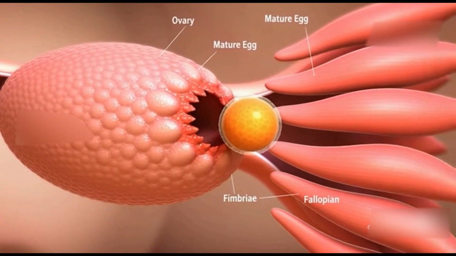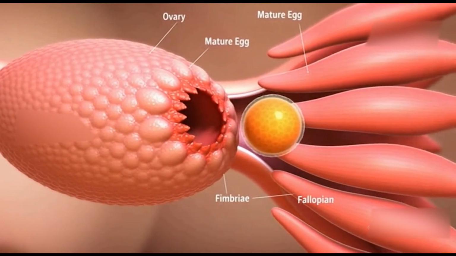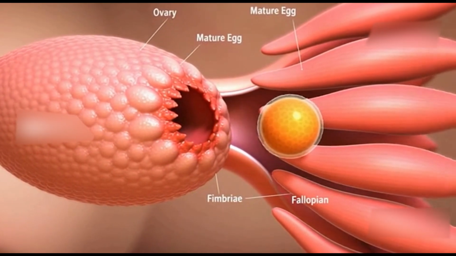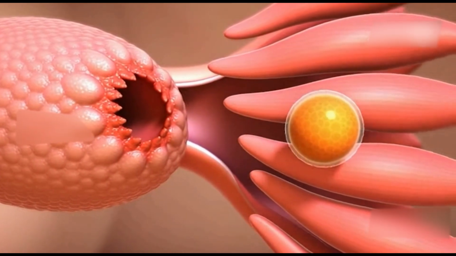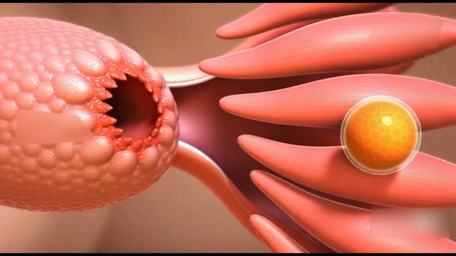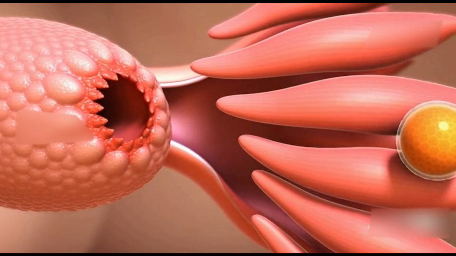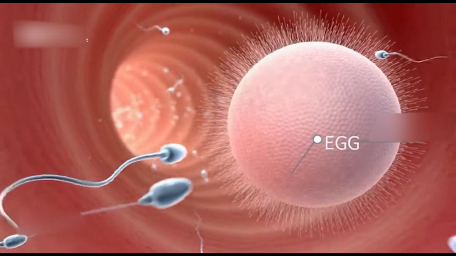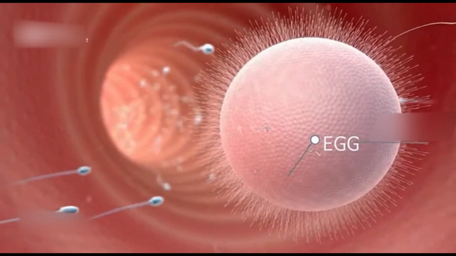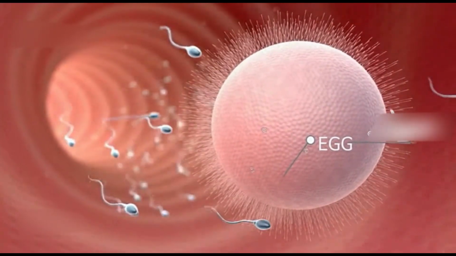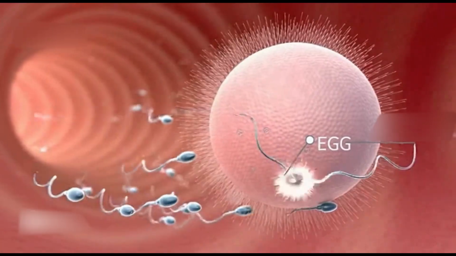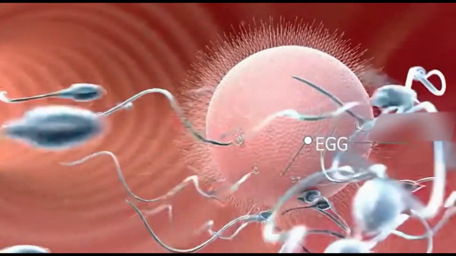The ovary releases a mature egg, which is captured by the fimbriae and enters the fallopian tube. This is the beginning of the zygote formation process, a crucial step in human reproduction. As the egg travels through the fallopian tube, it meets sperm in the ampulla. This precise moment sets the stage for fertilization, where one sperm will successfully penetrate the egg.